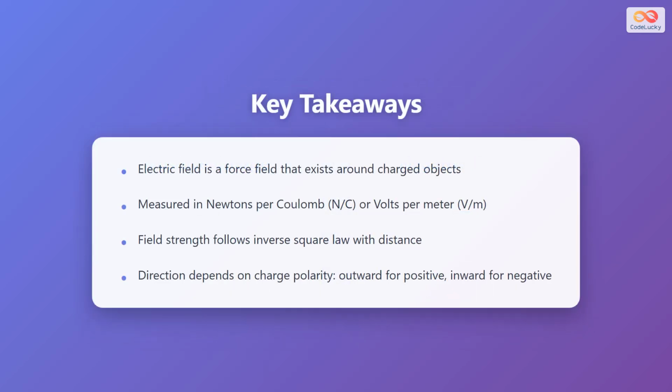Let's review the key takeaways from this lesson. First, an electric field is a force field that exists around all charged objects. Second, it's measured in newtons per coulomb, or equivalently, volts per meter. Third, the field strength follows the inverse square law with distance, meaning it gets weaker as you move away from the source. And finally, the direction of the field depends on charge polarity. It points outward for positive charges and inward for negative charges. Understanding these principles will help you analyze more complex electric phenomena in future lessons.